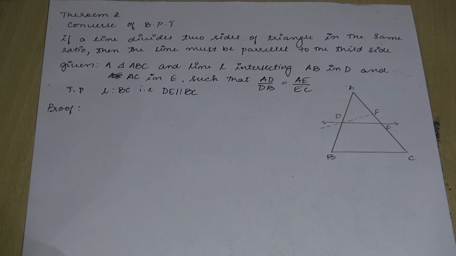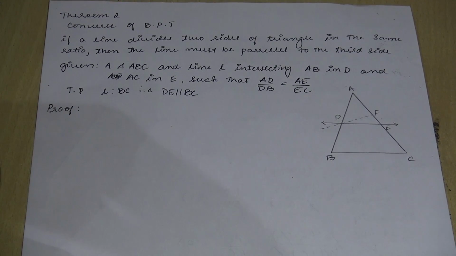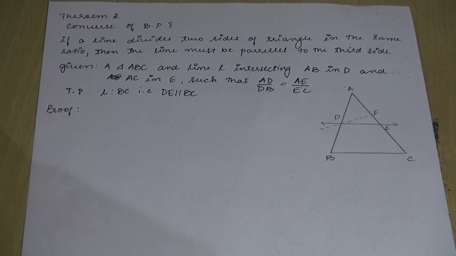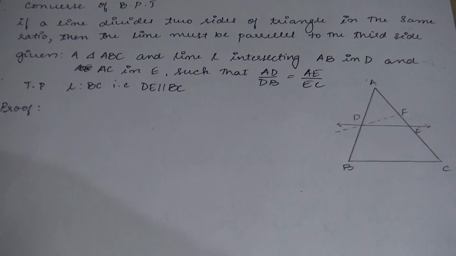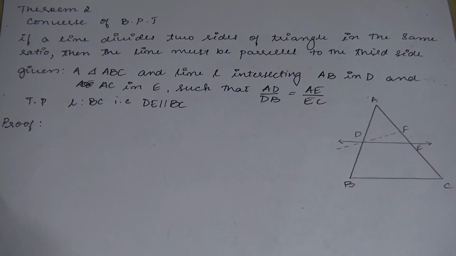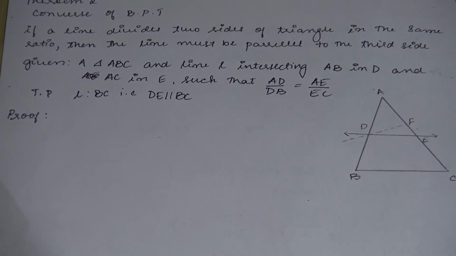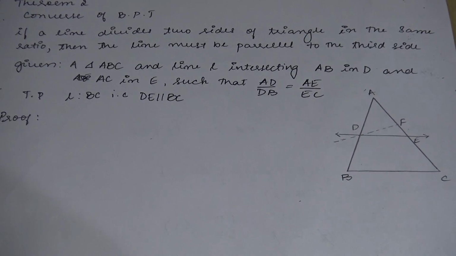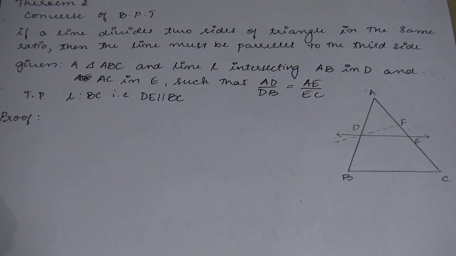I'm going to be doing theorem 2, which is converse of BPT or converse of Thales theorem. If a line divides two sides of a triangle in the same ratio, then the line must be parallel to the third side. Given a triangle ABC and a line L intersecting AB in D and AC in E, such that AD by DB is equal to AE by EC. Prove that L is parallel to BC, that is DE is parallel to BC.